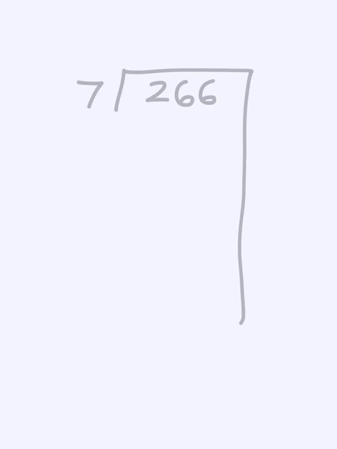So in this problem, I'm going to just start with a 20. So 7 times 20 is 140. Subtract each digit. 6 minus 4 is 2. And this one, 2 minus 1 is 1. So I still have 126 remaining.